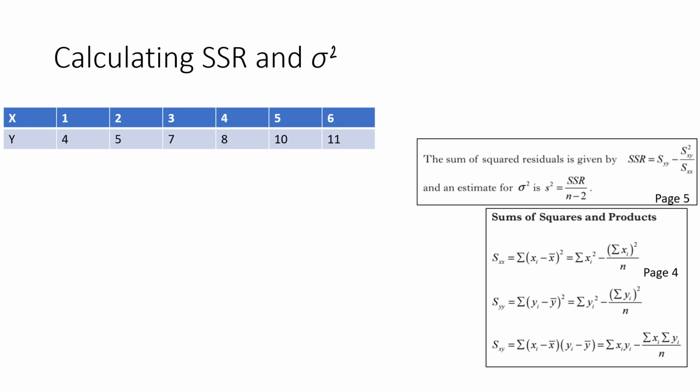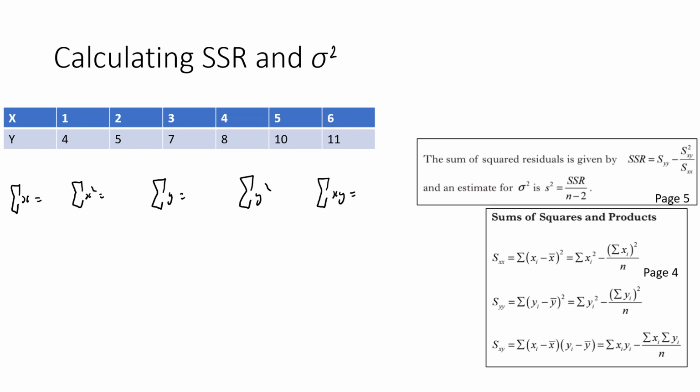Here's how you'd go about calculating SSR and sigma squared. First things first, we have to calculate Sxx, Syy, and Sxy. And before we calculate that, we need sigma x, sigma x squared, sigma y, sigma y squared, and sigma xy.